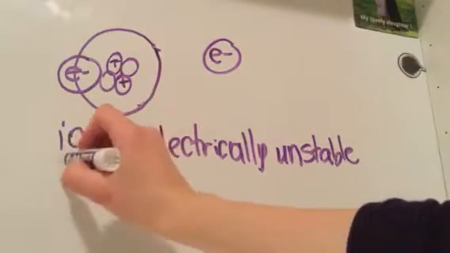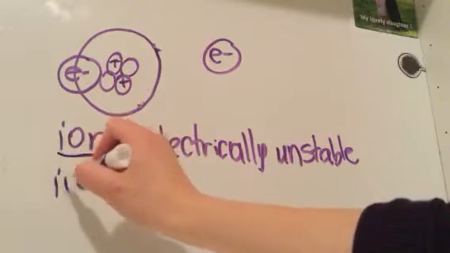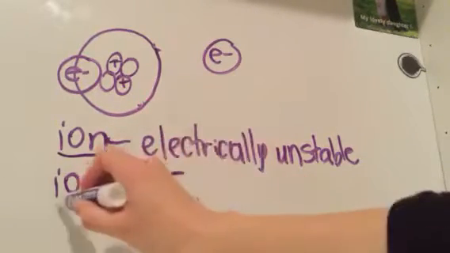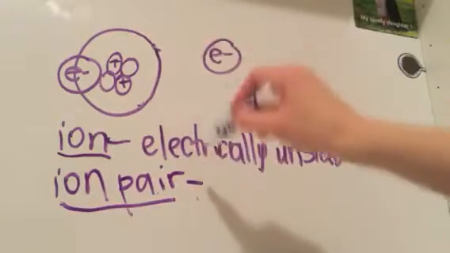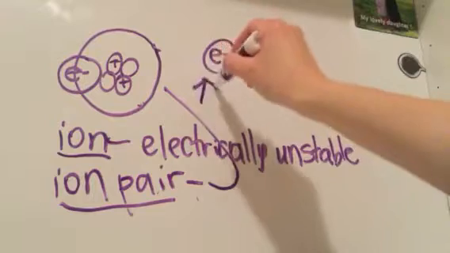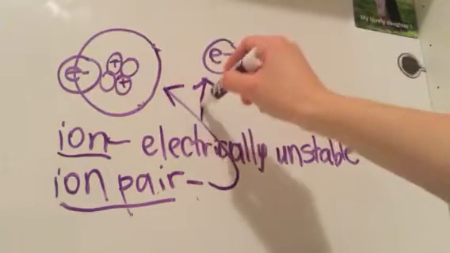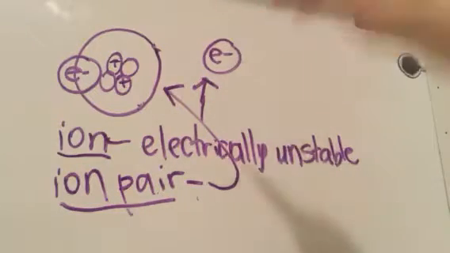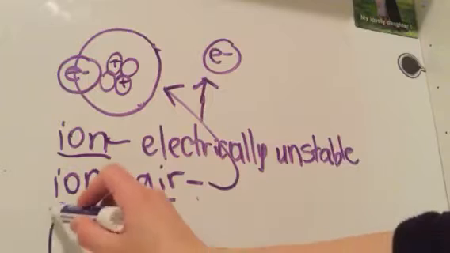The next vocab word is ion pair. An ion pair is just these two parts, this and this. They're a pair, but they're not connected. And one more, okay. So when this is dislodged, this process is called ionization.